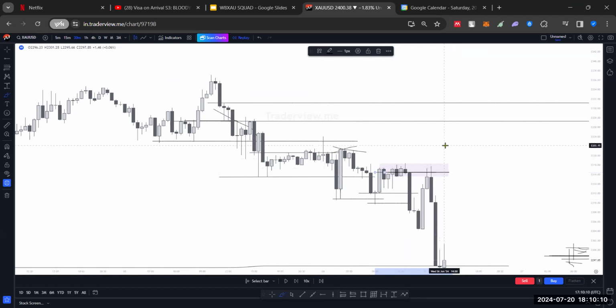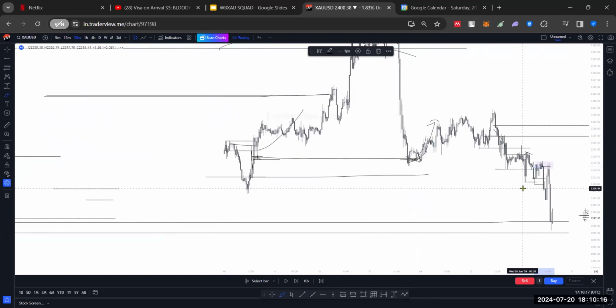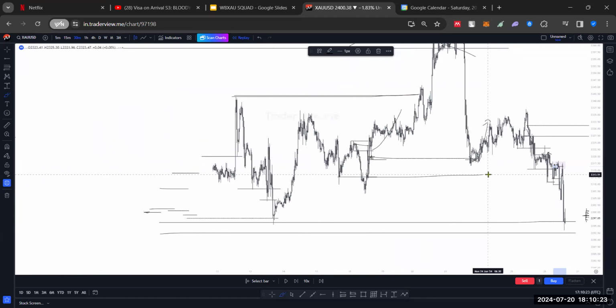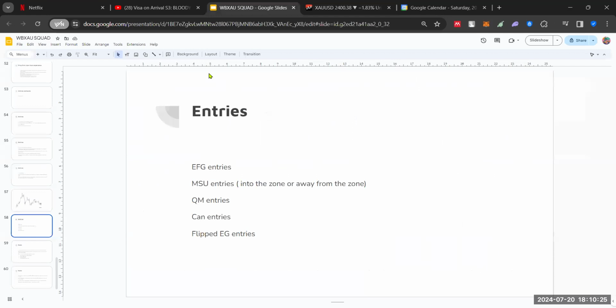Okay. So M30 CAN entry, then confirmed on higher time frame, which of course you have to be able to follow the storyline to know how far or how well you want to hold it. So that's pretty much about entries. So the EFG setup, the MSU, either the MSU is into your area or is away from your level. Okay. And then the CAN entries, then the engulfing entries.